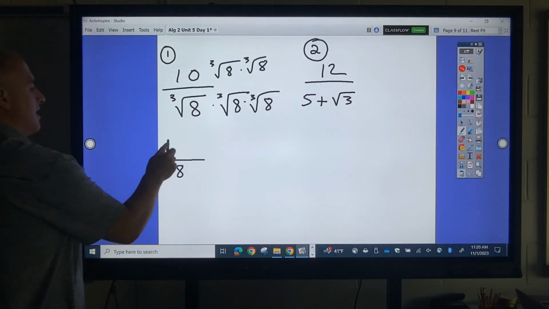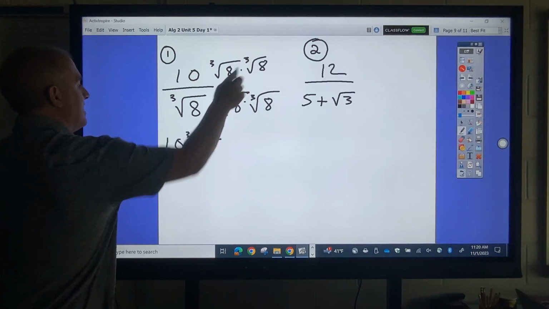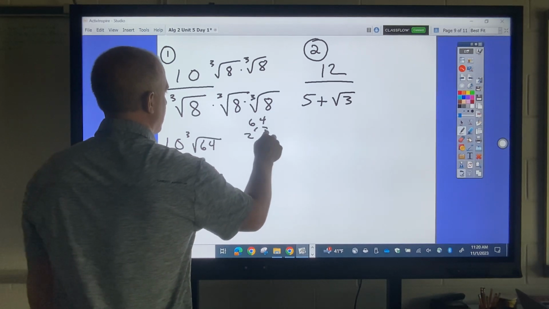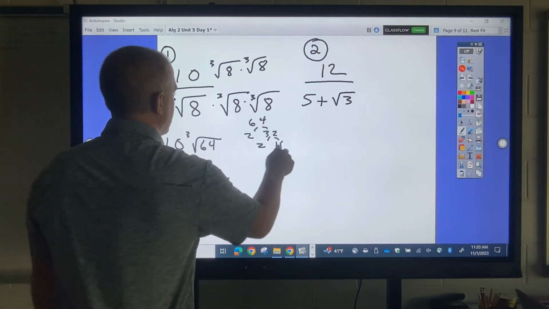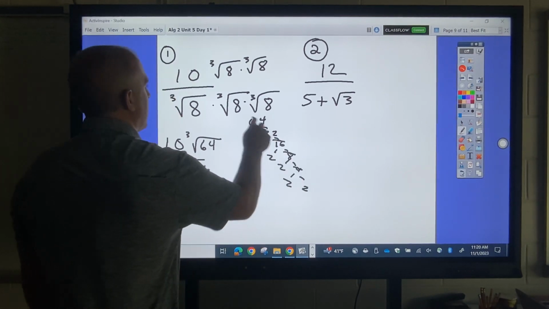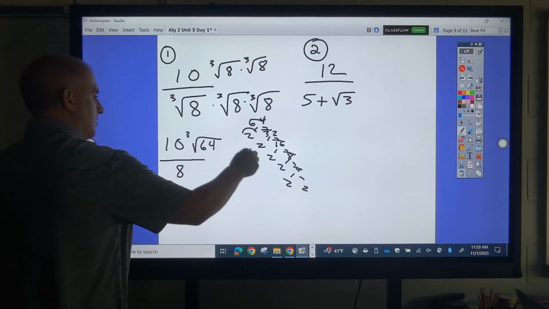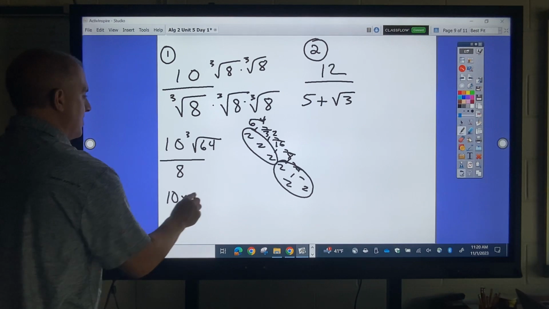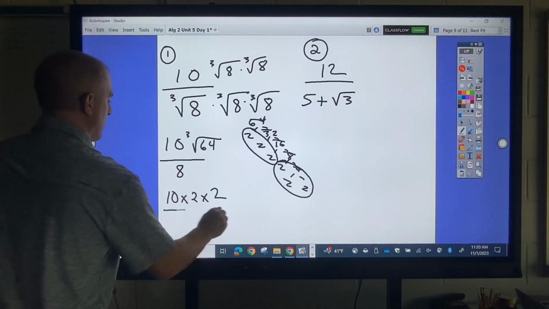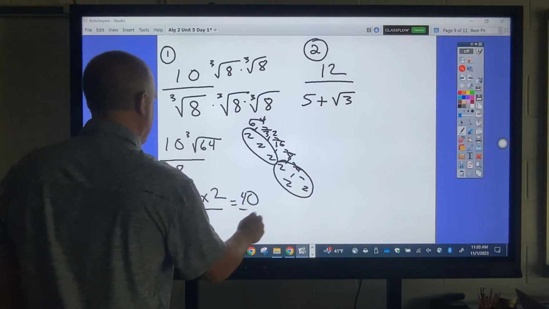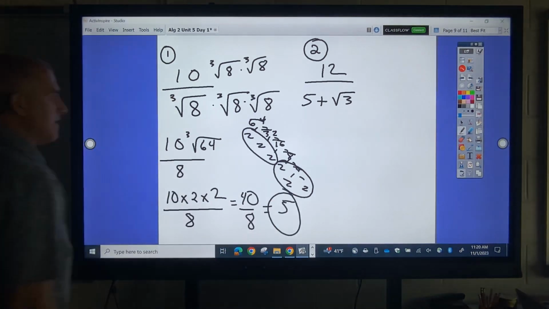So what I got is 10 cube root of 8 times 8, which is 64. Okay, let's break down 64. That's 2 and 32, 2 and 16, 2 and 8, 2 and 4, 2 and 2. Now, since it's cube root, I can circle 3 items. 3, 3. So what does that mean? Outside, I would have 10 times 2 times 2, all over 8. That's 40 divided by 8, which will just be 5. So that simplified very nicely for us. That's the key with that one.